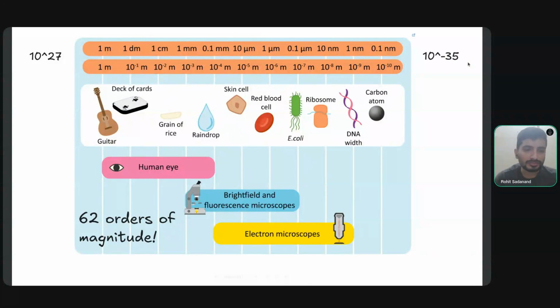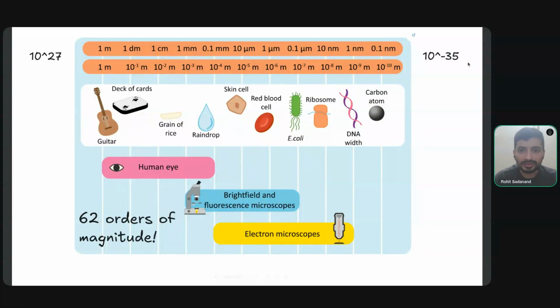So we require instruments to look at really small things. And this slide just gives us the range of sizes that are available in the universe. At one end, we have the universe itself, which is estimated to be about 10 to the 27 meters large, which is really an astronomical number, pun intended. And on the other side, we have the Planck length, which is extremely, extremely microscopic. Again, pun intended. And somewhere in between, we have the really interesting parts, interesting because they affect us in a very palpable way, and they are also very easy to study.